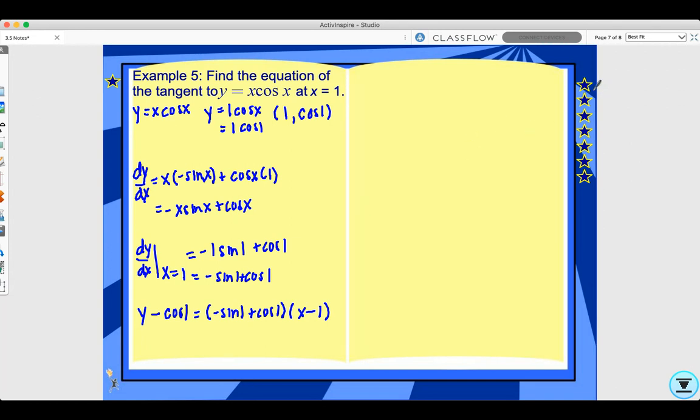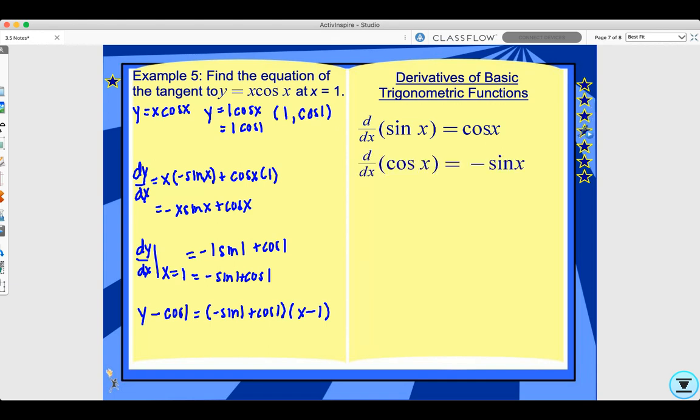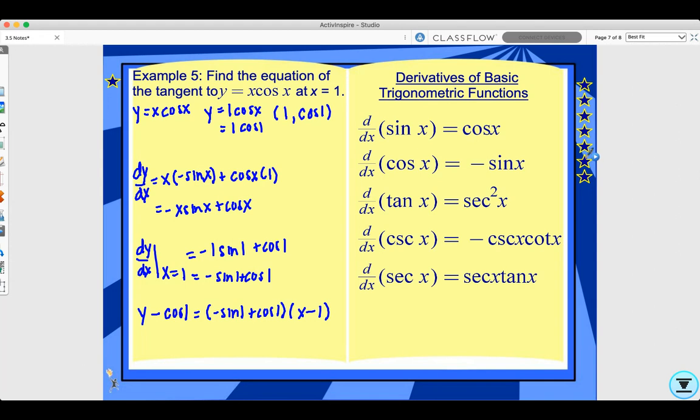We're not going to derive the other trig derivatives, but if you wanted to, you could use the limit formula for derivatives. So we already found the derivative of sine to be cosine, the derivative of cosine to be negative sine. The derivative of tangent x is secant squared x. The derivative of cosecant x is negative cosecant x cotangent x. The derivative of secant x is secant x tangent x. And the derivative of cotangent x is negative cosecant squared x.